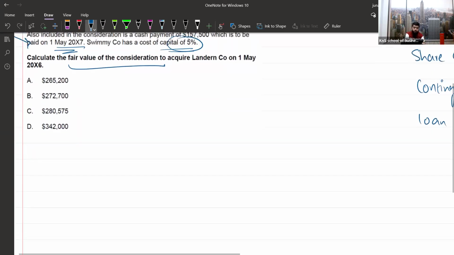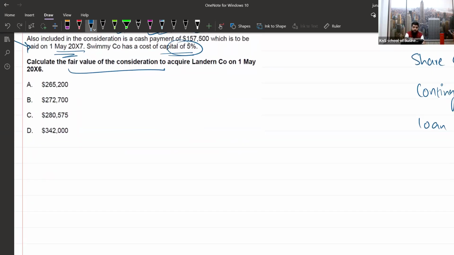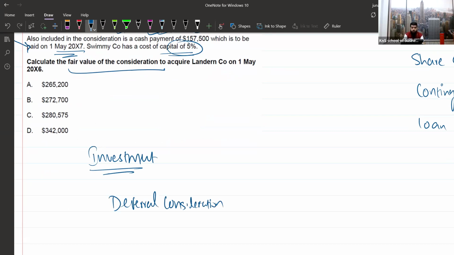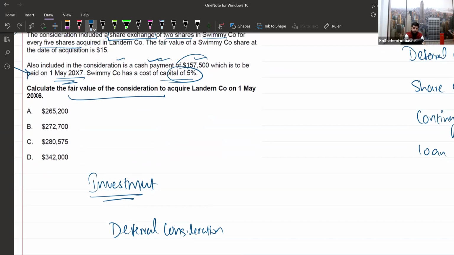So what we have to do, we are going to calculate the amount or the value of investment, in which there is no cash paid, in which there is the deferred consideration. Yes, there is the deferred consideration. And how we are going to calculate the deferred consideration? That is the future payment of 157,500.